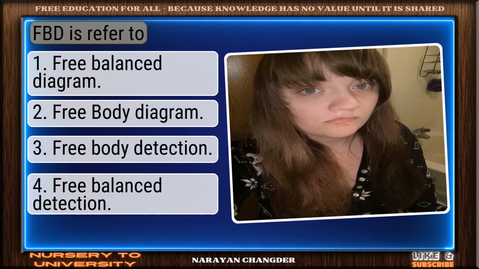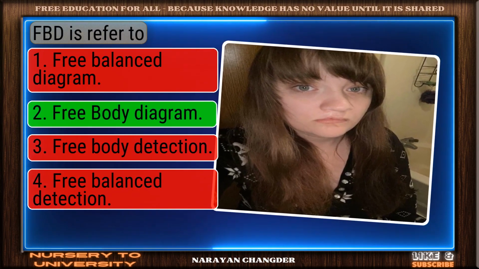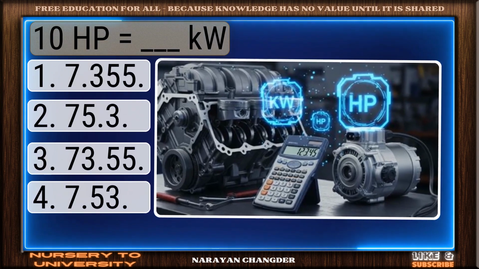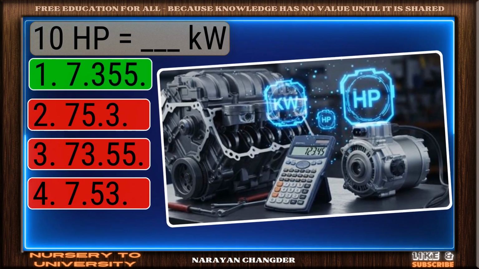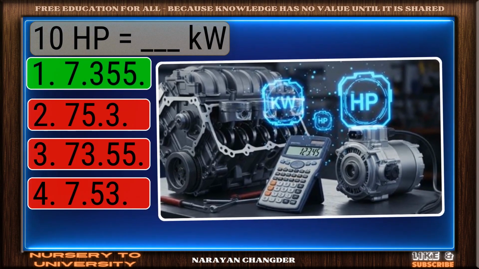FBD is referred to. Correct. Free body diagram is the right answer. 10 HP equal to dash kilowatts. Correct response. 7.355 is the most accurate answer.